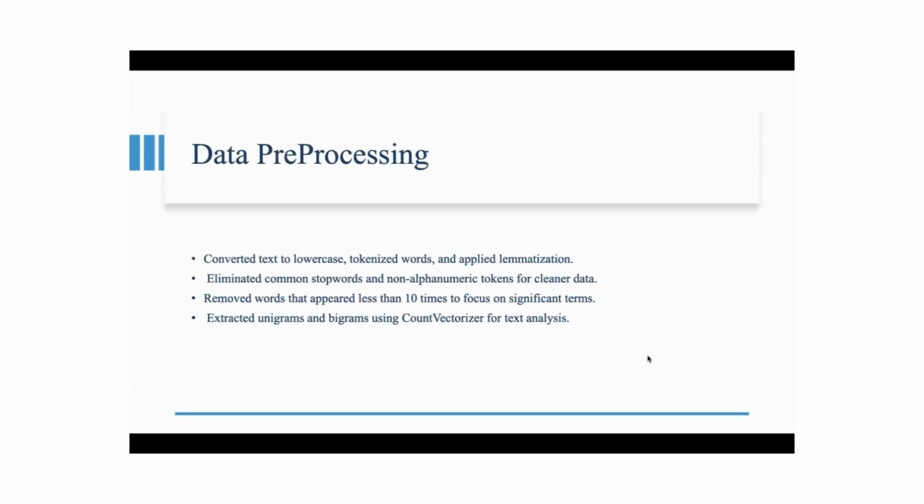First, I converted all the text to lowercase and removed the common stop words to focus on the important words. Then I tokenized and lemmatized the text to make sure words like run and running were treated as the same word. I also filtered out words that appeared fewer than 10 times to concentrate more on frequent terms. I used a method called CountVectorizer to extract unigrams and bigrams, which helps to identify keyword combinations.